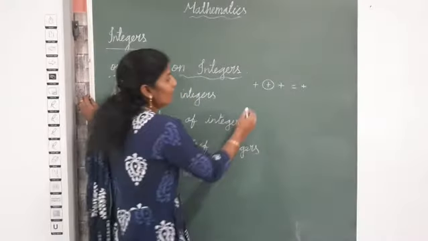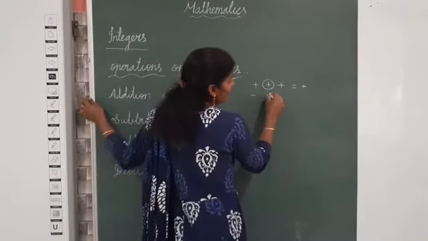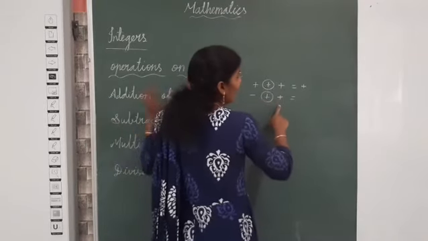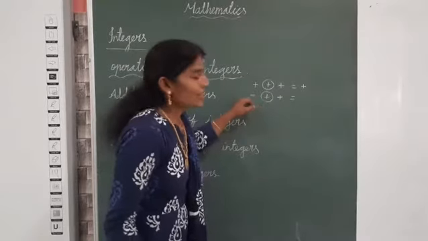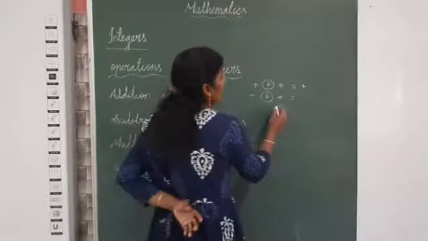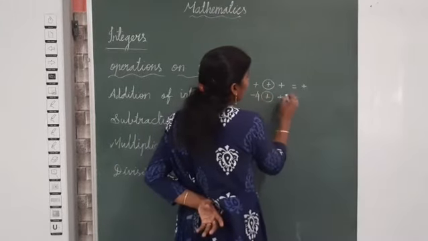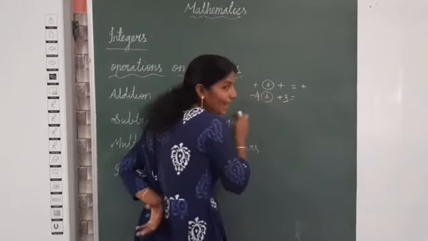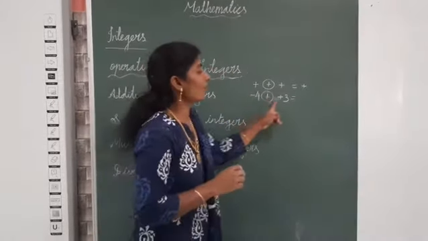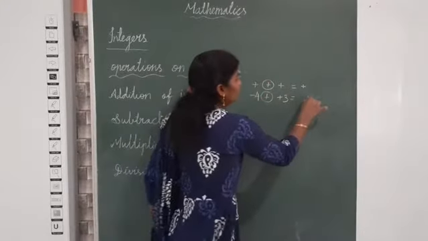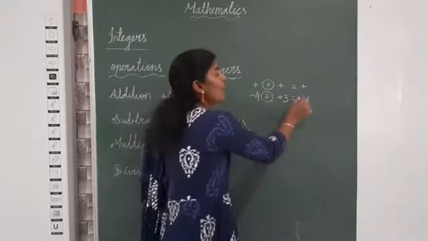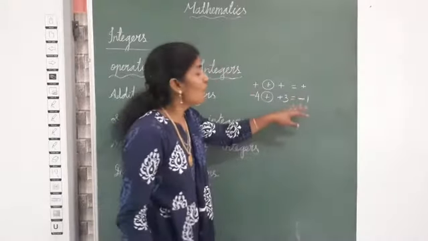Suppose we have different signs, minus and plus. Different sign means big number minus small number, with the big number's sign. For example, here minus 4, here plus 3, and we want to add. Different sign, so big number minus small number: 4 minus 3 is 1. Which is the big number's sign? Minus. The big number is 4, and its sign is minus. So this answer is minus 1.